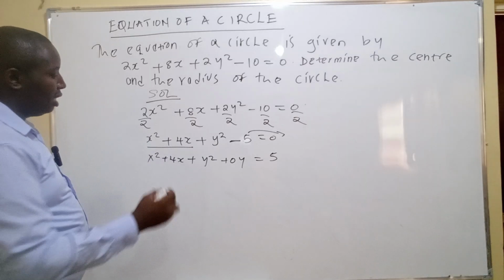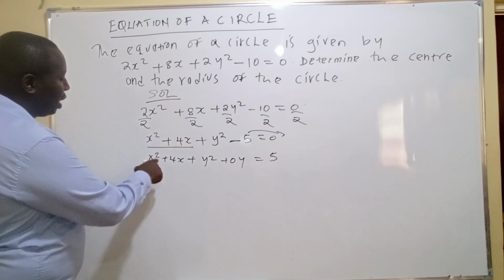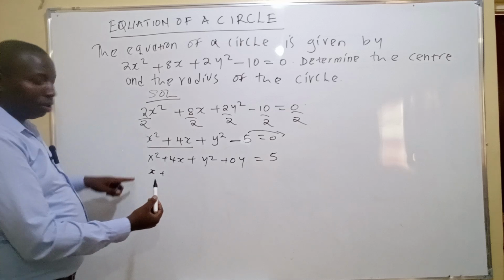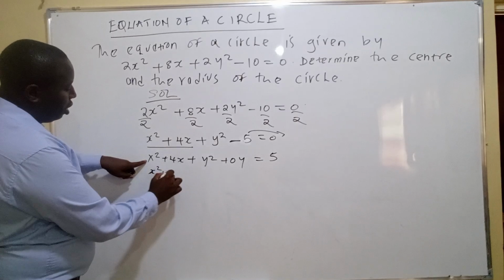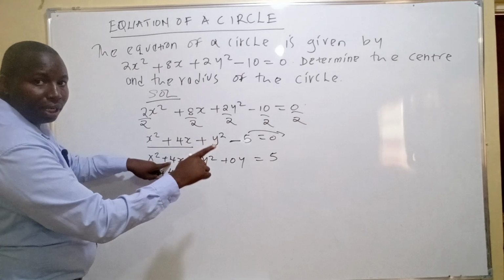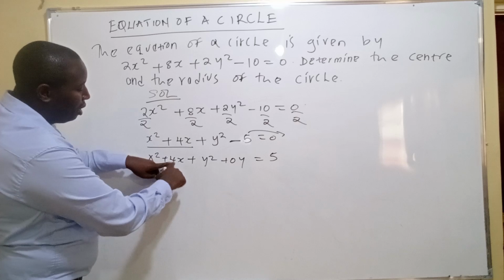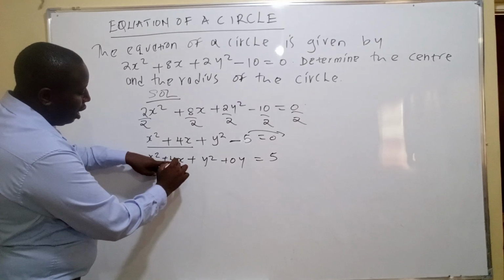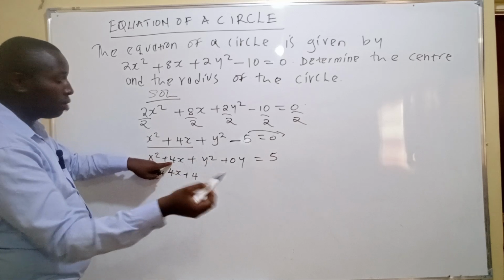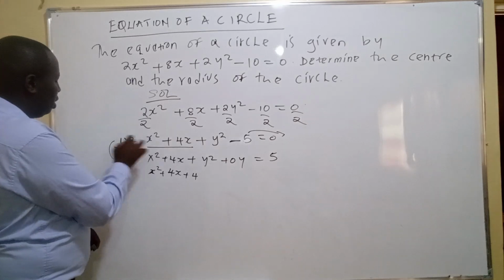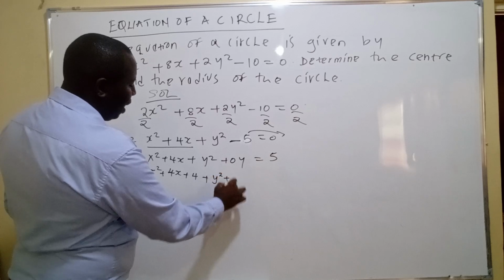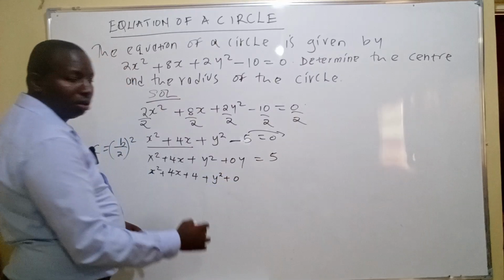If you want to complete the square, the easiest way is to take the coefficient of x, divide it by 2, and square it. Because a is 1, you take b over 2 squared, which is 4 divided by 2 squared, equal to 4. Then plus y squared plus 0y.